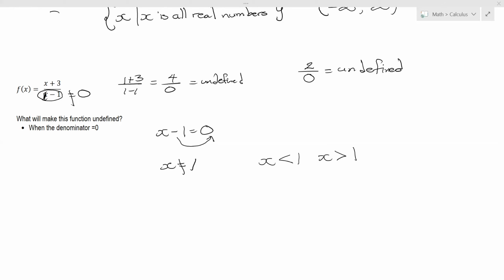And then we can also have something like this. If you want to write it in interval notation, you have from negative infinity up to 1, but 1 is not included, and then from 1 to infinity. So this means that x can be any number except 1. That will be the domain of this function.